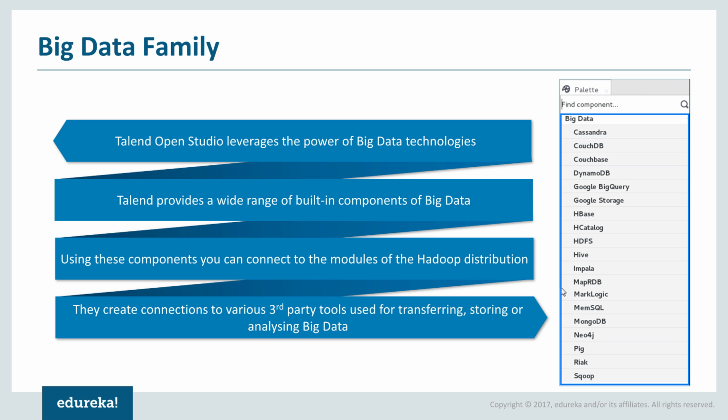So these leverage the power of big data technologies. Talend provides a wide range of built-in components for big data. They're all already available. You just have to drag and drop and use them. Using these components, you can connect to the modules of the Hadoop system, like HDFS. They create connections to various third-party tools used for transferring, storing, or analyzing big data. It's just like how you use Talend Data Integration: take the components to read, write, filter out, do aggregations, whatever you want. For all of them, big data components are already available.